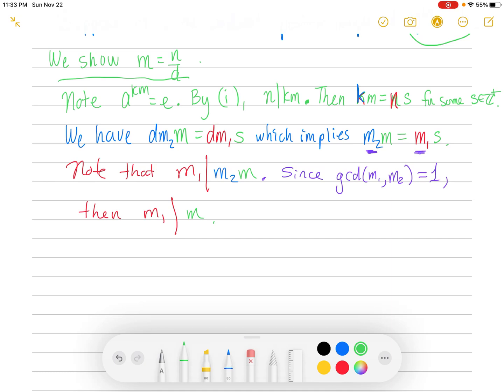Now what does that mean exactly if m1 divides m? Well, these are positive integers. It follows, famous theorem, the absolute value of m1 is less than or equal to the absolute value of m. If something divides something else, the absolute value of the one on the left is less than or equal to the absolute value of the one on the right. Because they're positive, m1 is less than or equal to m.